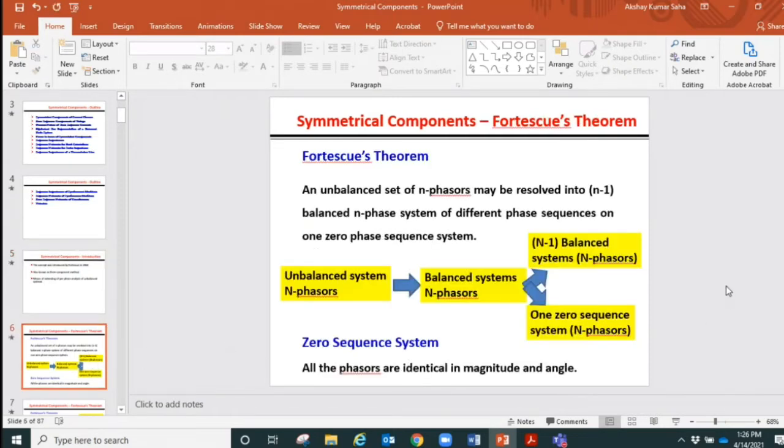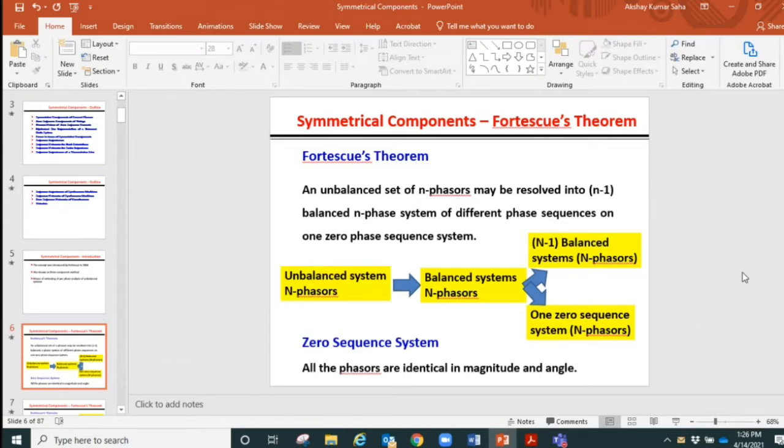Now this theorem in general says that if we have an unbalanced set of n phasors, n number of phasors. Phasors means those voltages are represented or considered for analysis and calculation. We represent them as phasors because they have magnitude and phase angle. Like we have a three-phase system, we label those three phases as A, B, C: phase A, phase B, phase C. We can also label them as R, Y, B. In some countries they call them U, V, W. So it's three phasors, three phases.